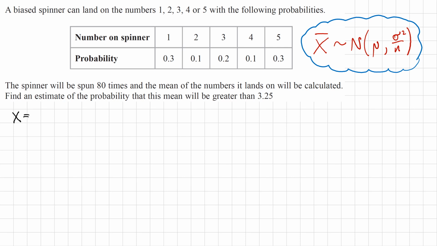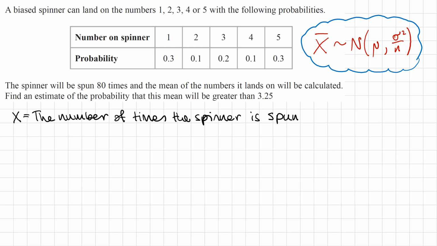Now I'm going to start by setting up my random variable X, and I'm going to say that X is going to equal the number of times. So the random variable is always the number of something. So it's the number of times the spinner is spun. Now this is optional, writing this down, but it does really help you to get your head around the question.